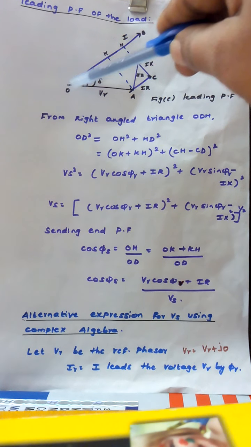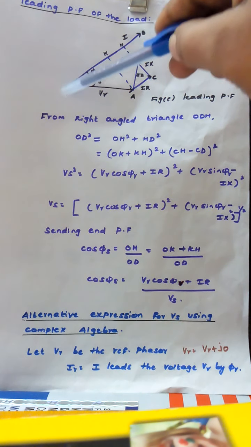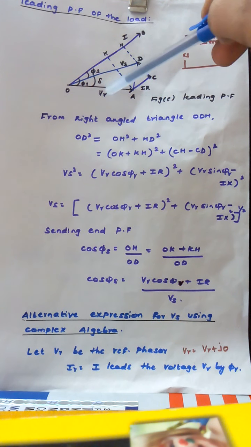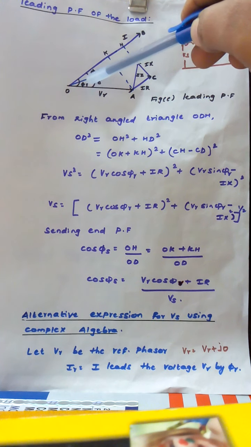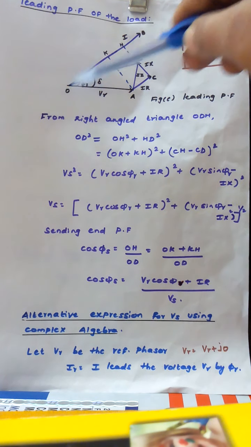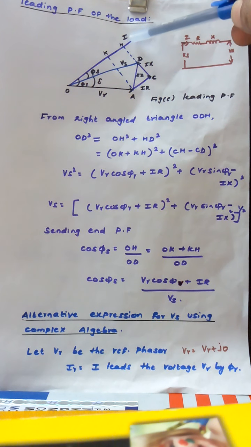Next I have to draw the load current. Here we are considering a leading power factor. So the load current I leads this VR voltage by an angle phi R. So this is your load current. That is, OB is nothing but the current I.